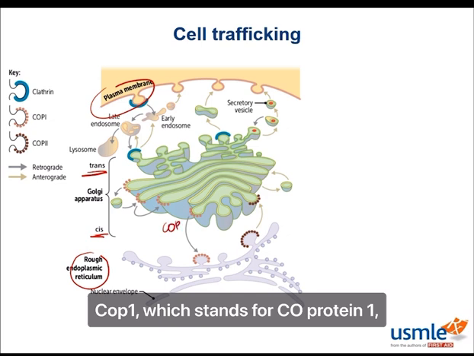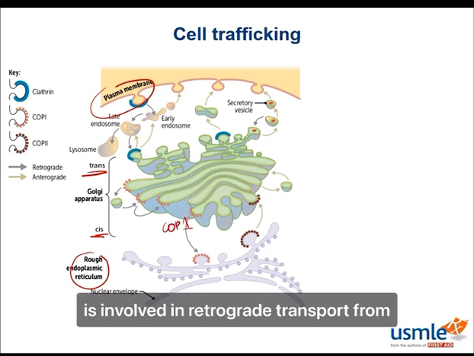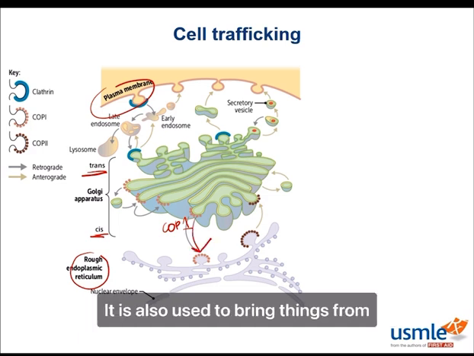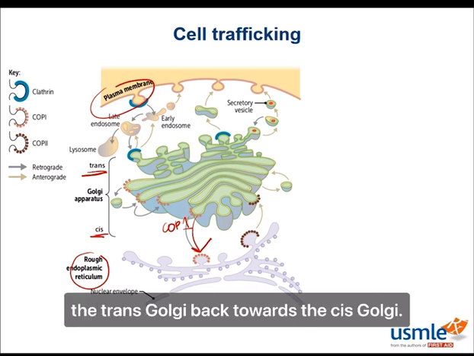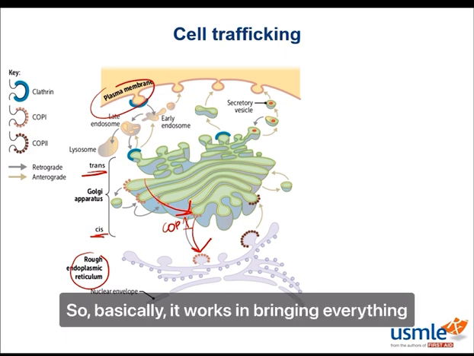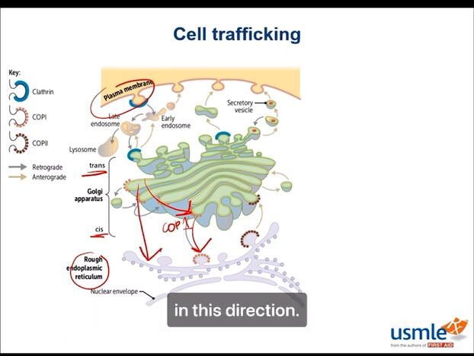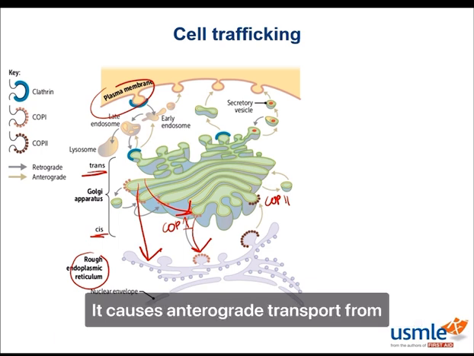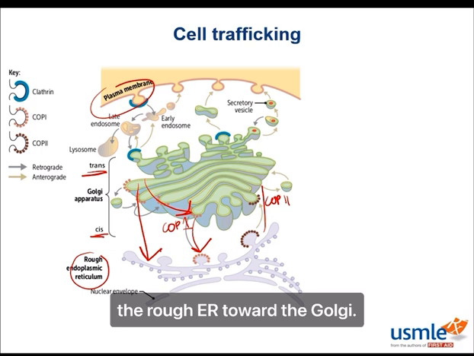COP1, which stands for coat protein 1, is involved in retrograde transport from the Golgi back to the ER. It is also used to bring things from the trans Golgi back towards the cis Golgi. So basically, it works in bringing everything in this direction. COP2, or coat protein 2, does just the opposite. It causes anterograde transport from the rough ER toward the Golgi.